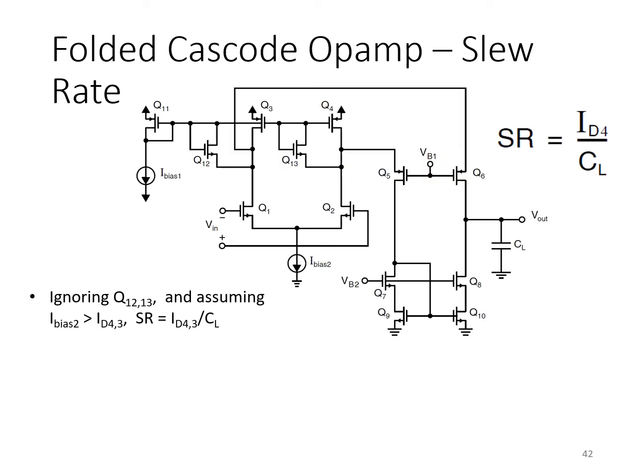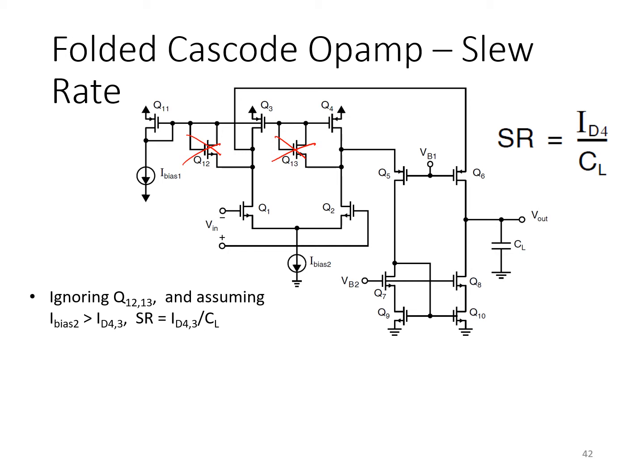Now that we know what slew rate limiting is, let's see how we can find the slew rate limit of an op-amp that we're already familiar with, the folded cascode op-amp shown here. First, we're going to consider what happens ignoring transistors Q12 and Q13. We'll reintroduce them later.